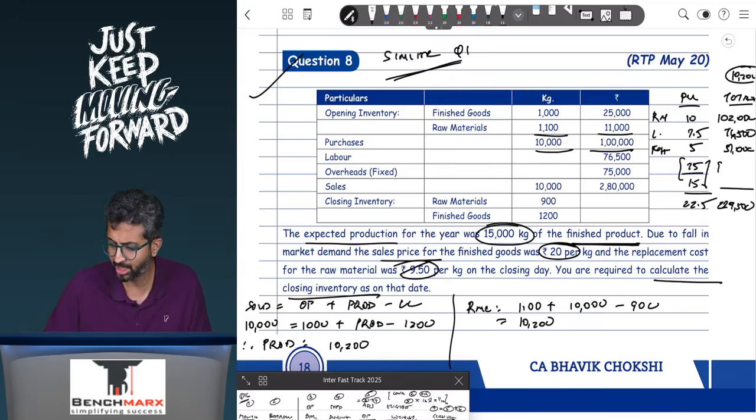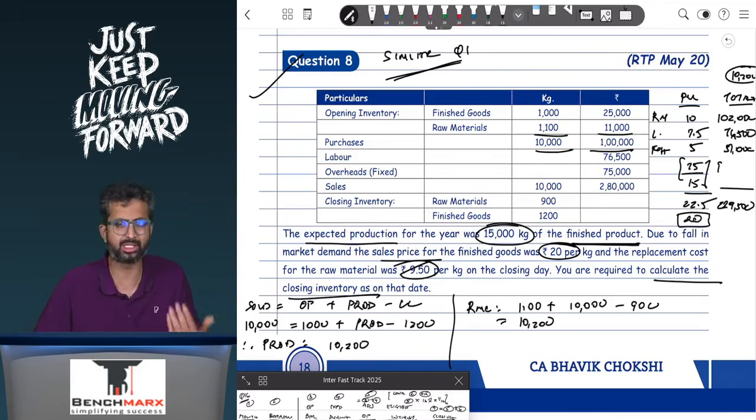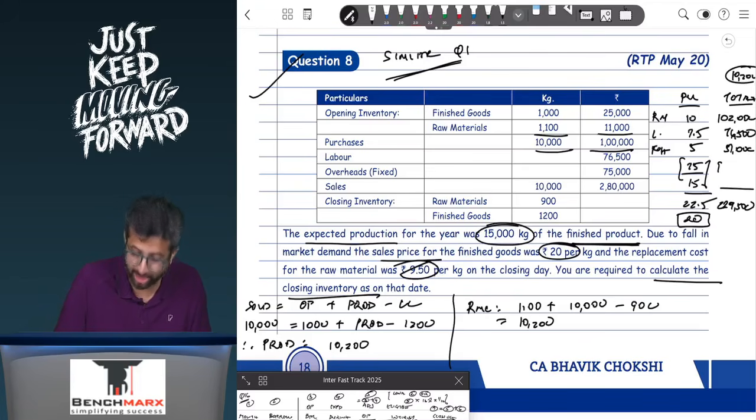229,500 divided by 10,200, you get exactly 22.5. So you compare the cost of 22.5 with the NRV of the finished goods, which is 20, and you will select that 20 is the NRV for the finished goods. Now this is a loss making finished good, and hence raw materials will be valued at cost, that is 10 rupees, or the replacement cost, that is 9.5.